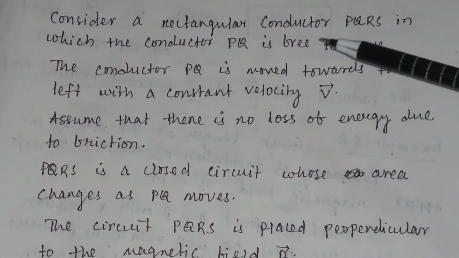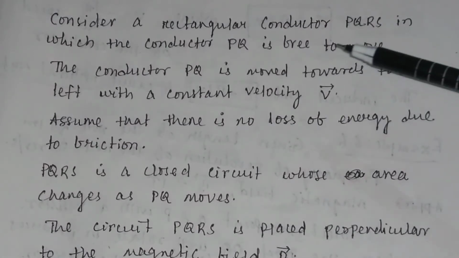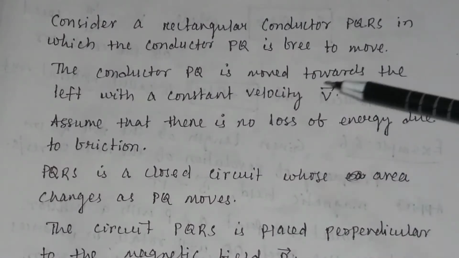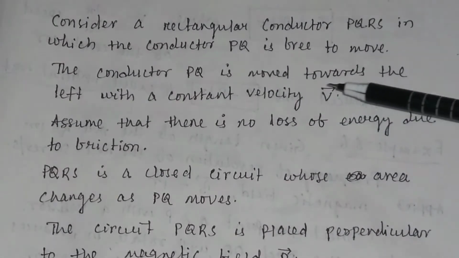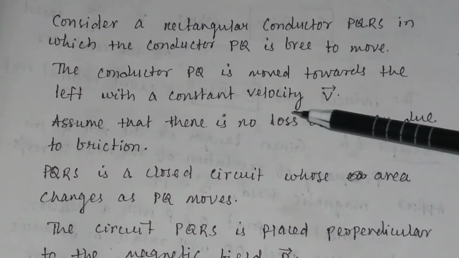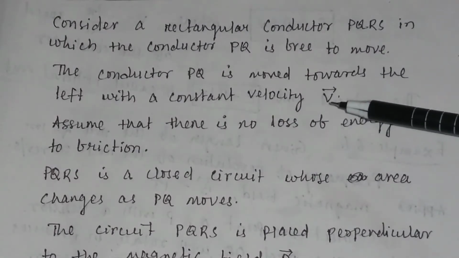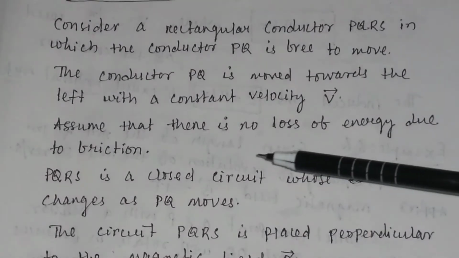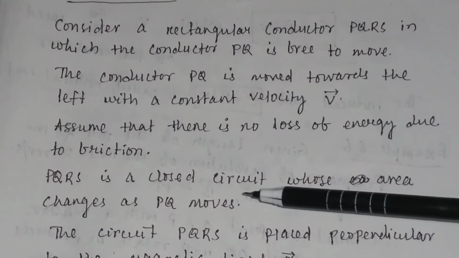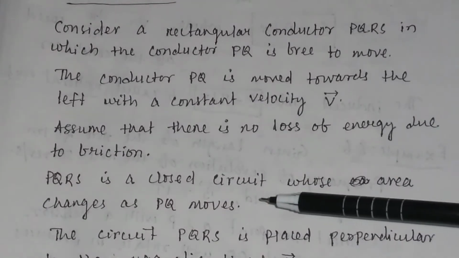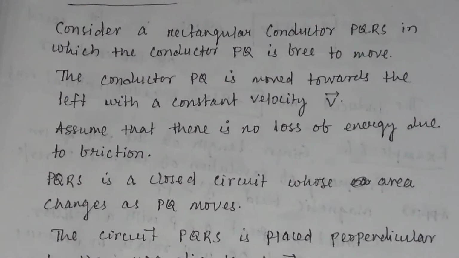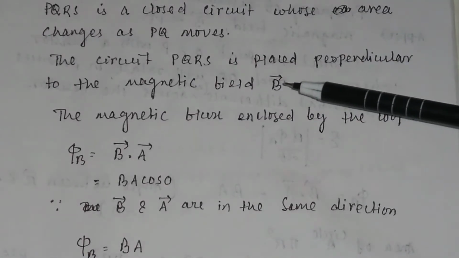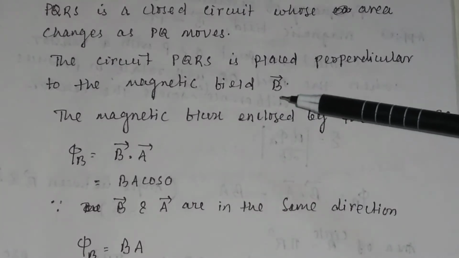So consider a rectangular conductor PQRS in which the conductor PQ is free to move. The conductor PQ is moved towards the left with a constant velocity v, and assume that there is no loss of energy due to friction. PQRS is a closed circuit whose area changes as PQ moves. The circuit PQRS is perpendicular to the magnetic field B.